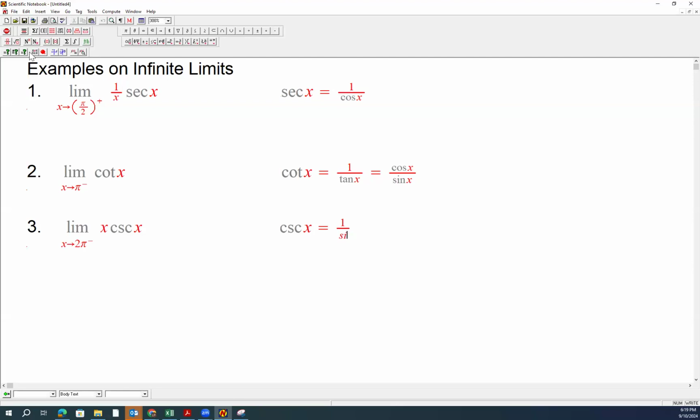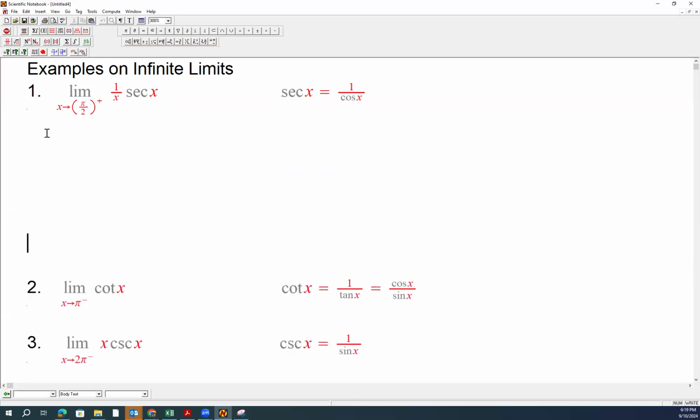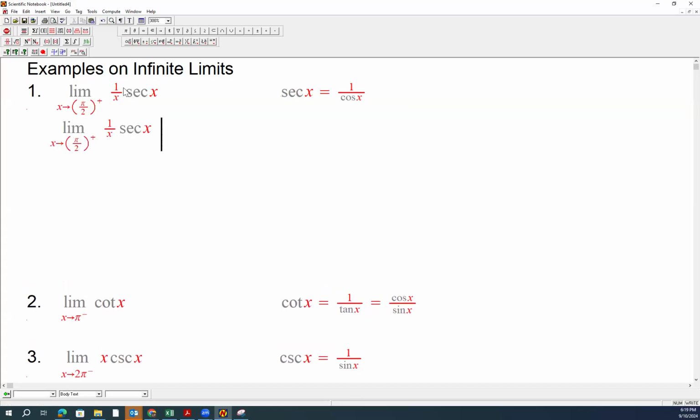So you need to know these functions, their relationships, and how to determine their domains and some special values, okay? So let's see how we're going to proceed with the first one. First of all, if you don't know about secant, you can write this given limit down as 1 over cosine x.